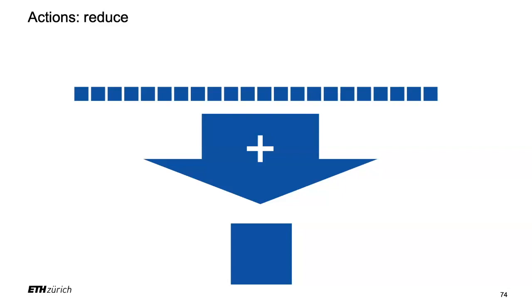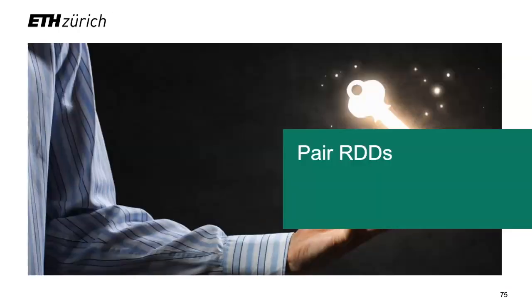Why do we require associative and commutative? Because there are no guarantees in what order the plus is going to be applied, because it's all distributed on your cluster. So it's a bit of a mess and you have no guarantee on the order. But if it's associative and commutative, you don't care about the exact way that this is computing. So this is called reduce, and you get a single value back to your machine.